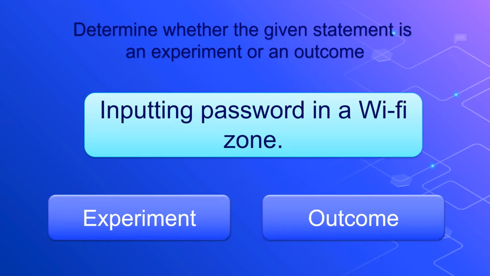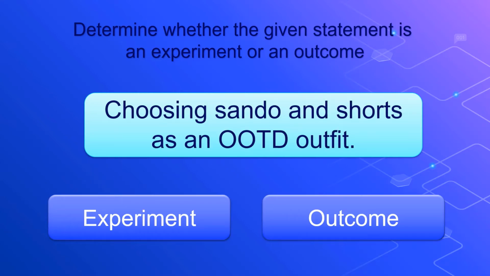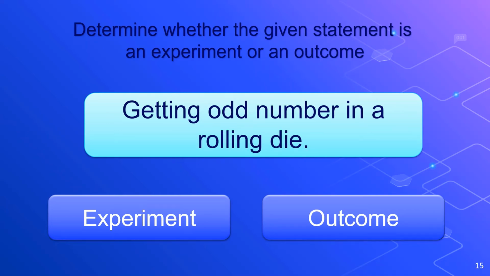Next, inputting password in a Wi-Fi zone. Is it an experiment or an outcome? Correct, it is an experiment. Next, choosing sando and shorts as an OOTD outfit. Is it an experiment or an outcome? And the answer is, it is an outcome. Next, getting odd number in rolling a die. Is it an experiment or an outcome? The correct answer is, it is an outcome.